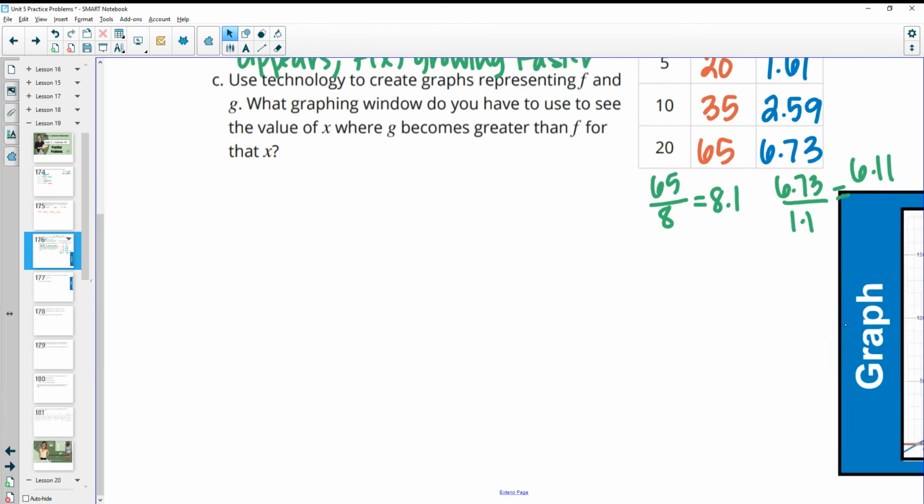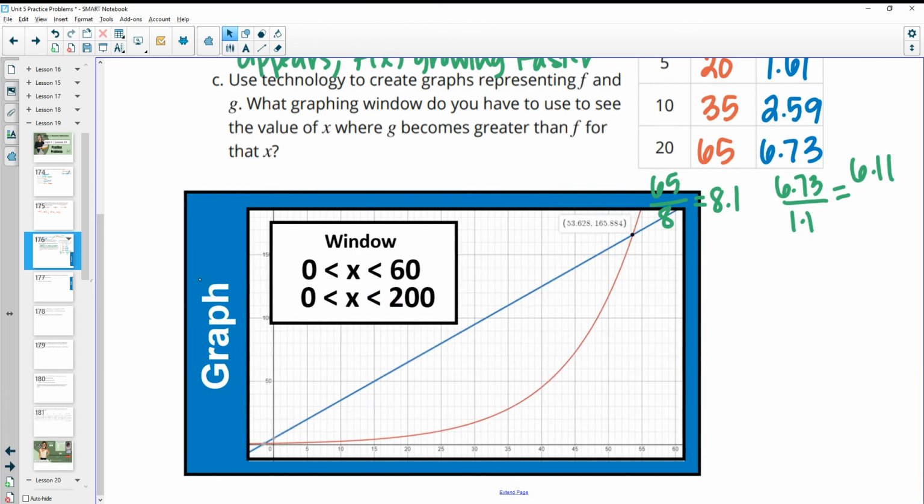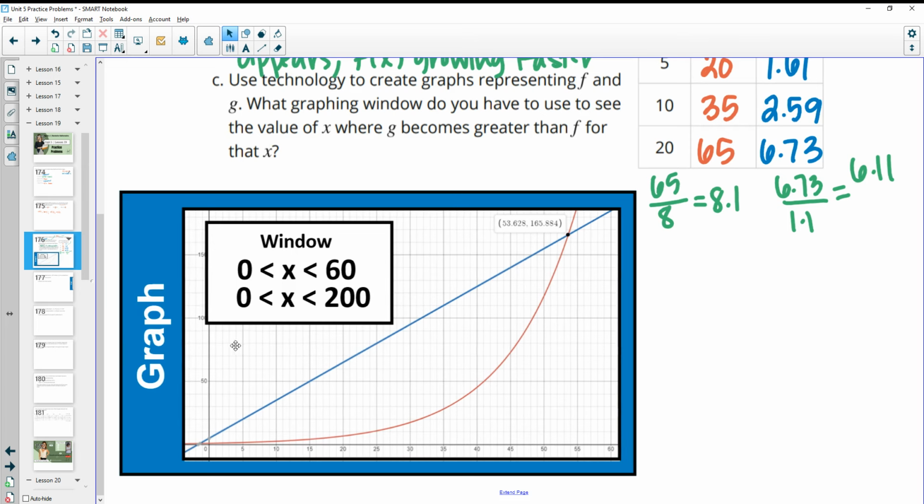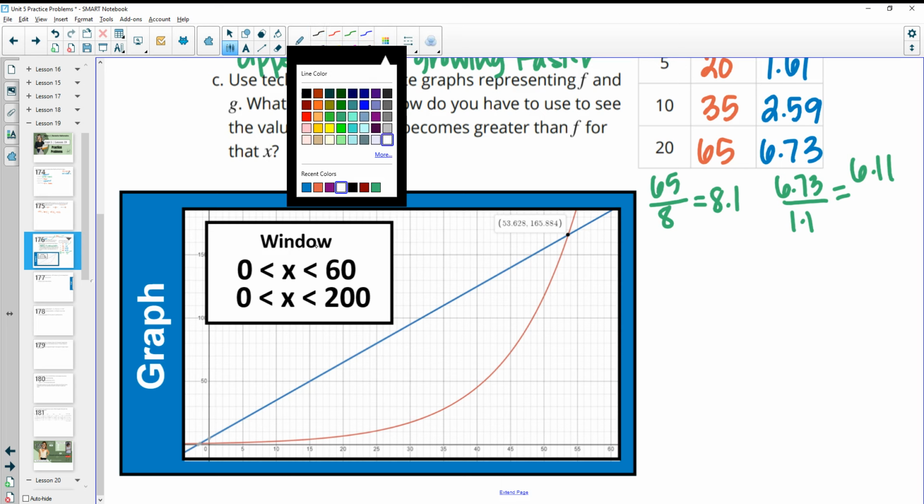If we graph these, we see this window here, or we see this graph here. And so I just graphed mine from x's 0 to 60. And then I did y values 0 to 200, and that should say y, not x. Okay, so I did my y values. Let me do it this way.